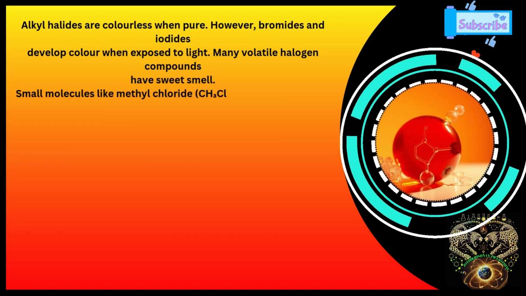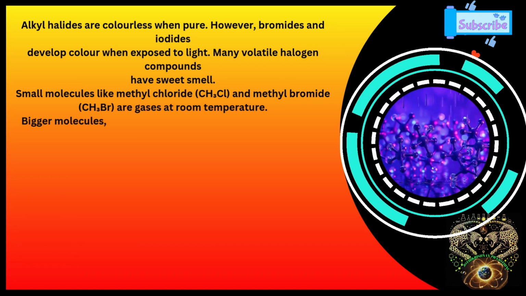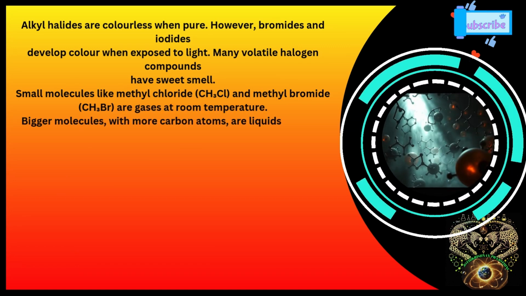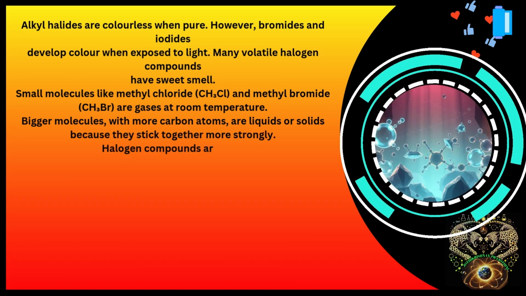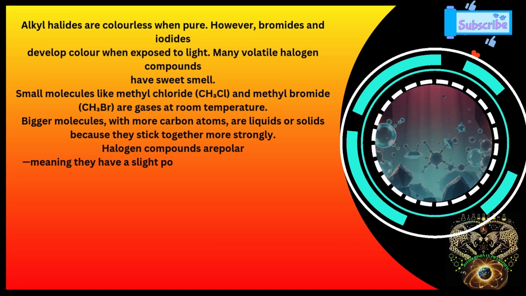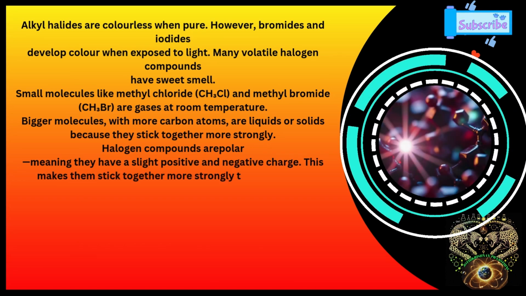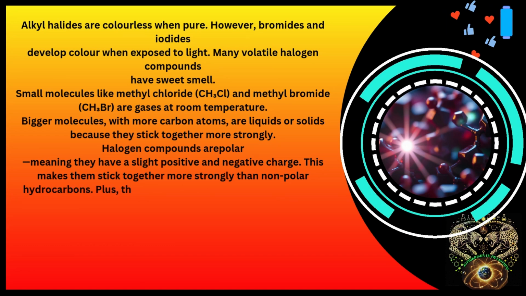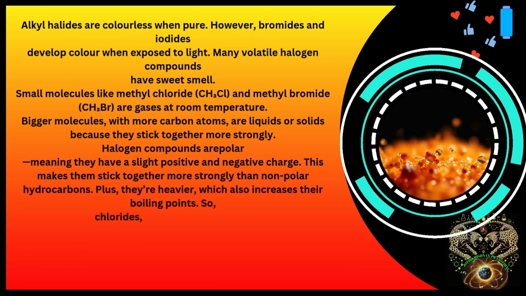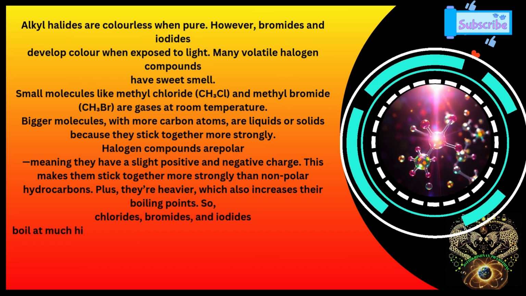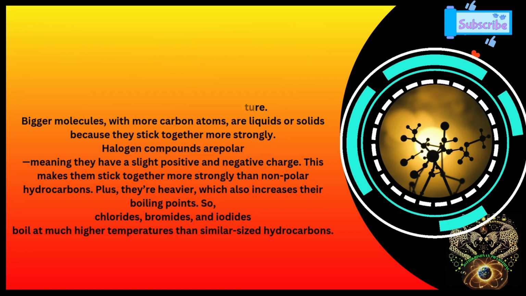Small molecules like methyl chloride and methyl bromide are gases at room temperature. Bigger molecules with more carbon atoms are liquid or solid because they stick together more strongly. Halogen compounds are polar, meaning they have a slight positive and negative charge. This makes them stick together more strongly than non-polar hydrocarbons. Plus, they are heavier, which also increases their boiling points. So, chlorides, bromides and iodides boil at much higher temperatures than similar sized hydrocarbons.